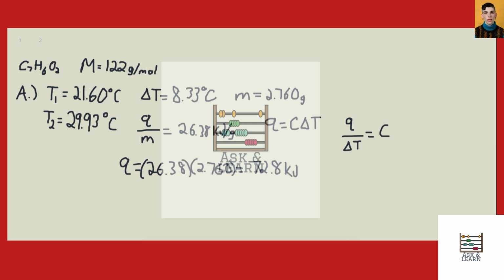So 72.8 divided by 8.3, which is equal to 8.74 kilojoules per degree Celsius, which is equal to our C value.